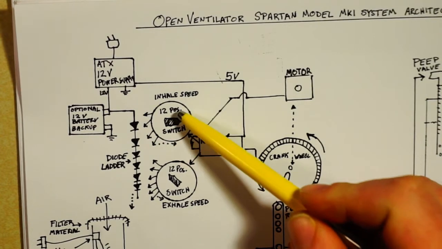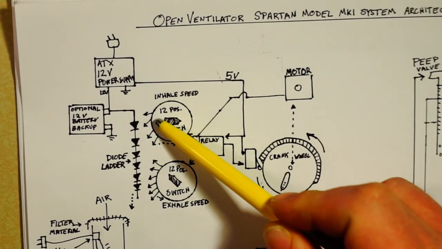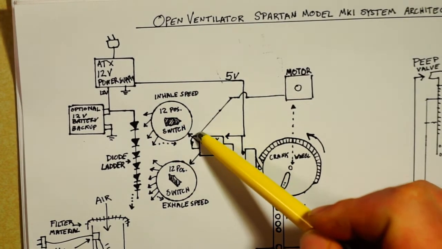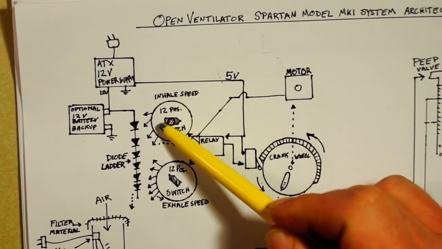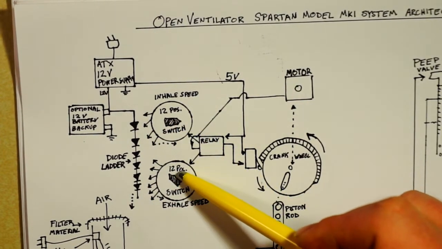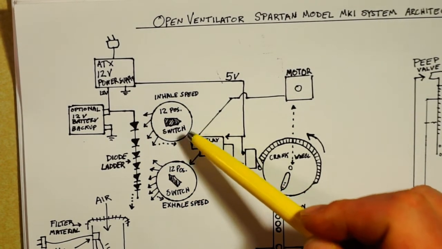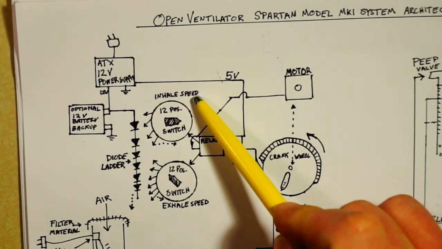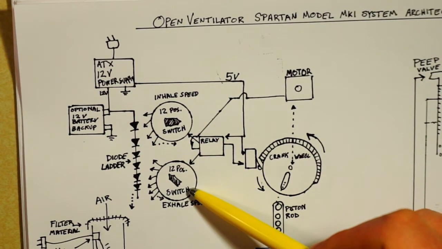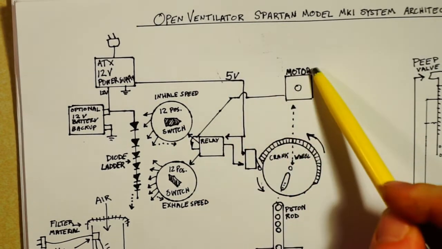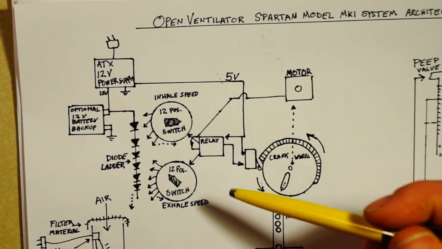These 12-position switches in their center tap are connected to the relay, and each one of the positions connects their line to the relay to a different point in the diode ladder. So by changing the position of each one of these switches, we change the voltage provided to either side of this relay. One is for inspiratory speed and one is for expiratory speed, and these will change the voltages on the motor during each one of the inspiratory and expiratory cycles.